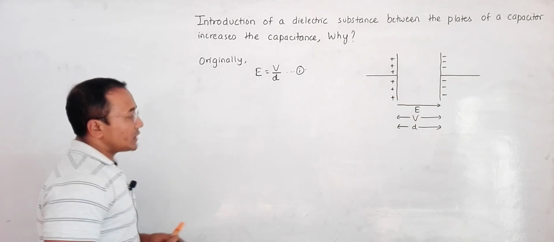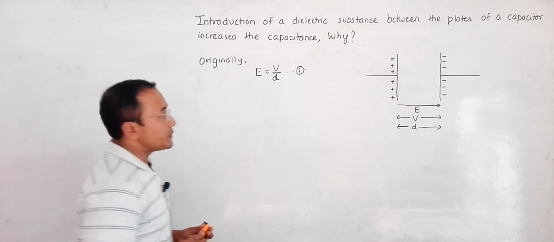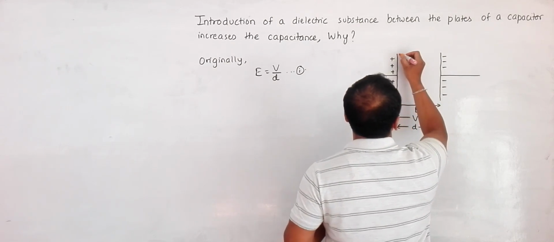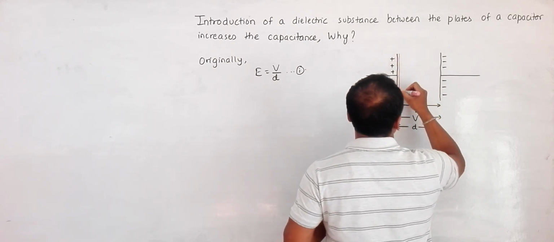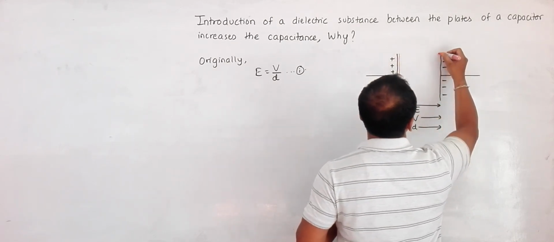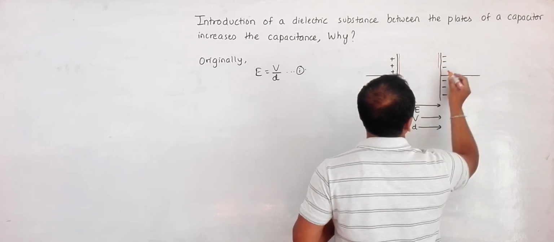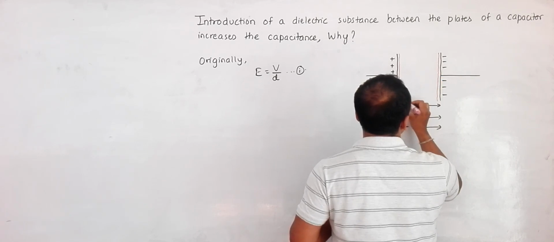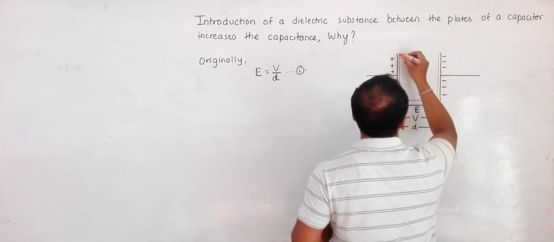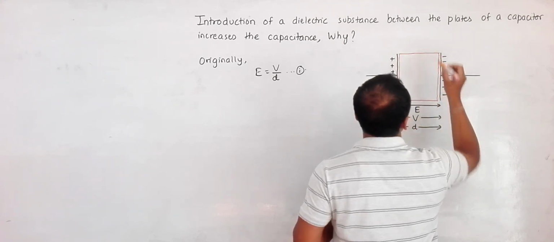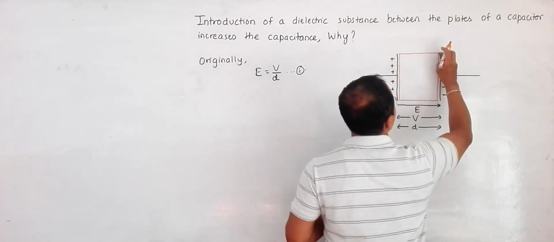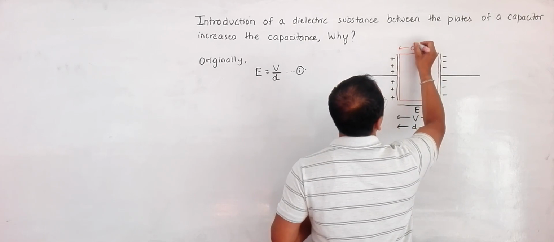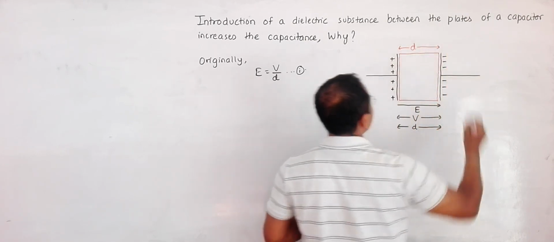Now if I use a dielectric substance, let me introduce a dielectric substance here. Actually I fill the whole space, but since we cannot show it here, I have made a small gap. This is the dielectric substance which fills the whole space between the plates of the capacitor. So its thickness is also D. Let me write D here.